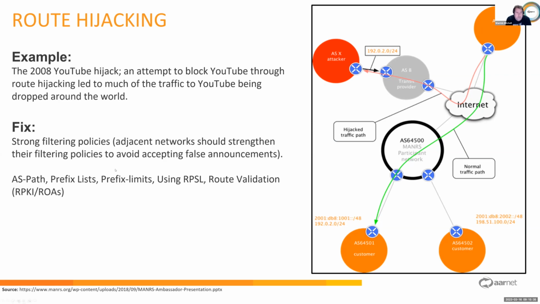So this is where having strong filtering policies in your network using prefix lists, RPSL, route validation, making sure you've got routes that are signed for origin authorization, AS path filtering and so forth is really important that you make sure that you have that in place and working.